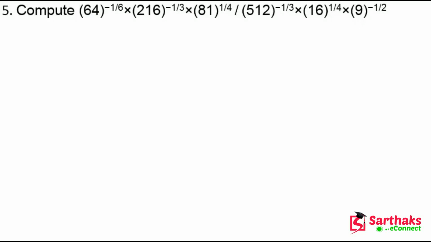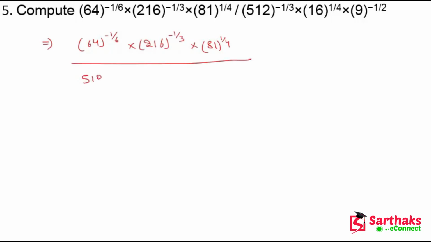Yes, now the next question. Here you can see we have to compute 64 raised to power minus 1 upon 6 into 216 raised to power minus 1 upon 3 into 81 raised to power 1 upon 4, and it is divided by 512 raised to power minus 1 upon 3 into 16 raised to power 1 upon 4 into 9 raised to power minus 1 upon 2. Okay, so now how can we do that? So we can write 64 raised to power minus 1 upon 6 into 216 raised to power minus 1 upon 3 into 81 raised to power 1 upon 4, divided by 512 raised to power minus 1 upon 3 into 16 raised to power 1 upon 4 into 9 raised to power minus 1 upon 2.